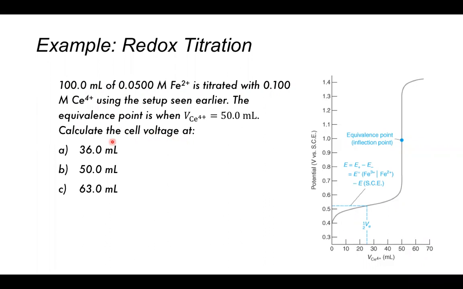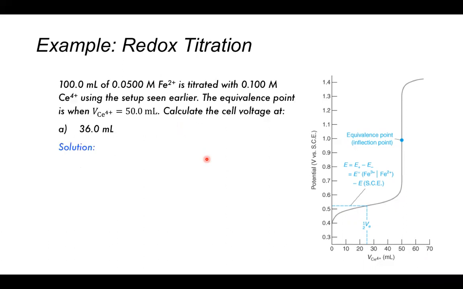Calculate the cell voltage at these volumes of added cerium 4+. So the equivalence volume is equal to 50 milliliters, because the concentration is twice that of the iron 2+. You could do V1 times C1 is equal to V2 times C2 to get that. Okay, so let's do part A.